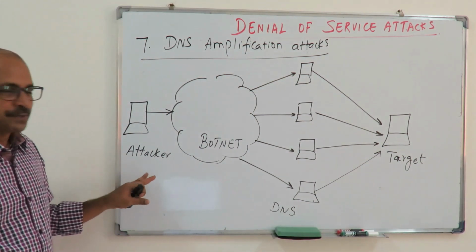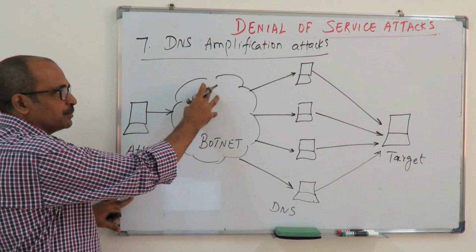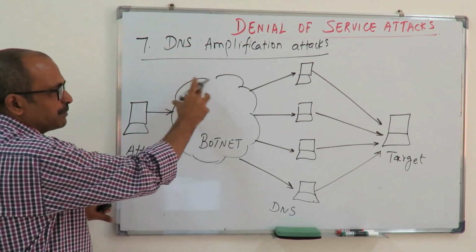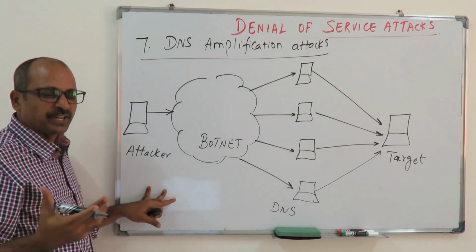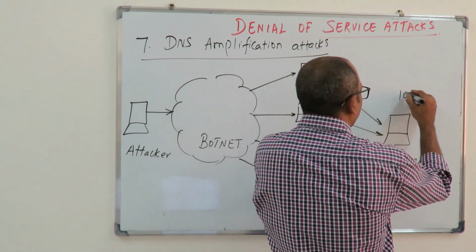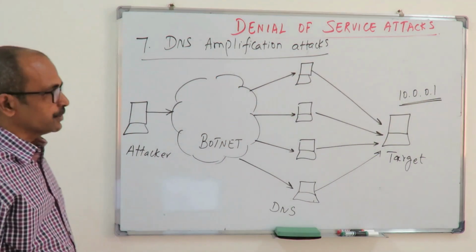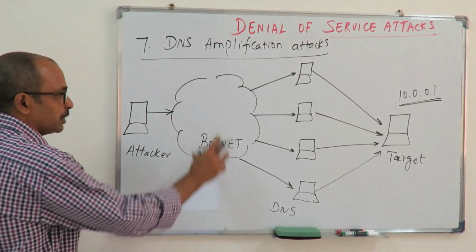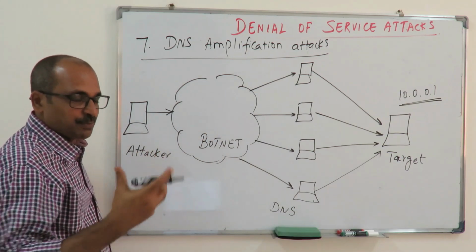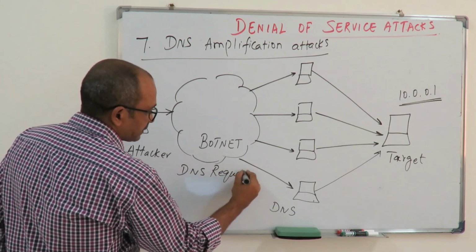Now, what is happening here? The attacker is giving the instructions to the bot. So the bots are going to do the IP spoofing. What does that mean? Everybody is going to create a DNS request packet. I'll just give an example here. The IP address of the target will be 10.0.0.1. So the computers available here in the botnet are going to create a DNS request packet.